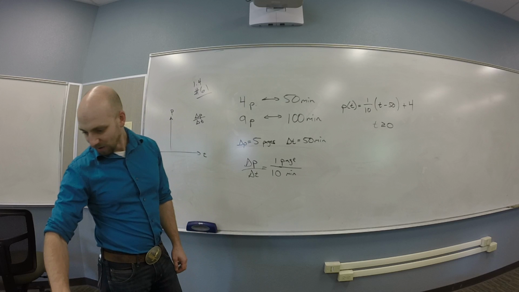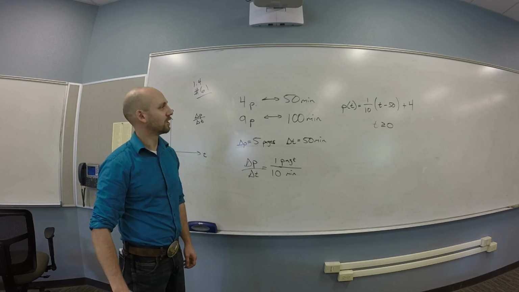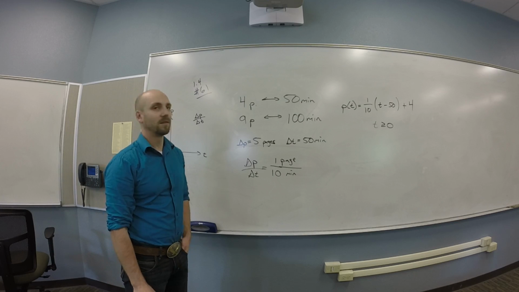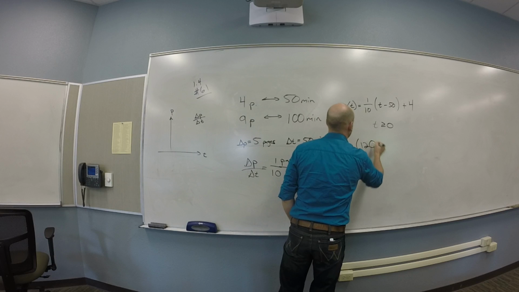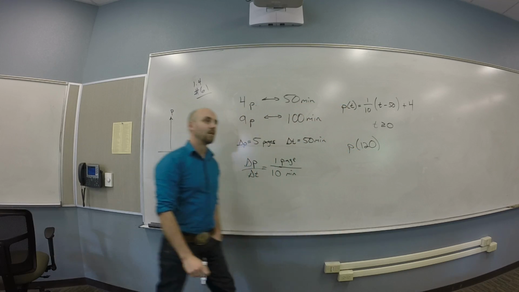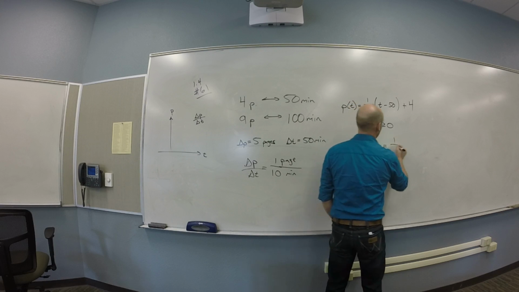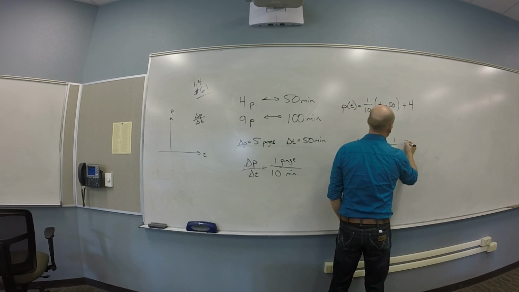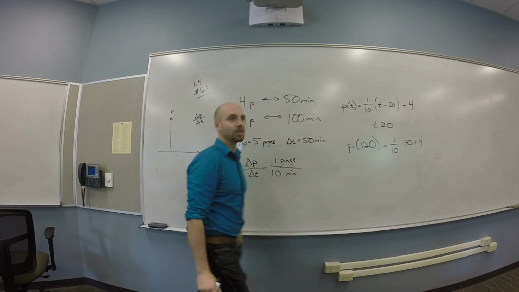Okay, how many pages can be typed in 2 hours? So 120 minutes. Perfect. Take p of 120. So 12 minutes, so 11 pages. So that would be 11 pages. 1/10 times 70 plus 4 gives you, seems like 11 pages.